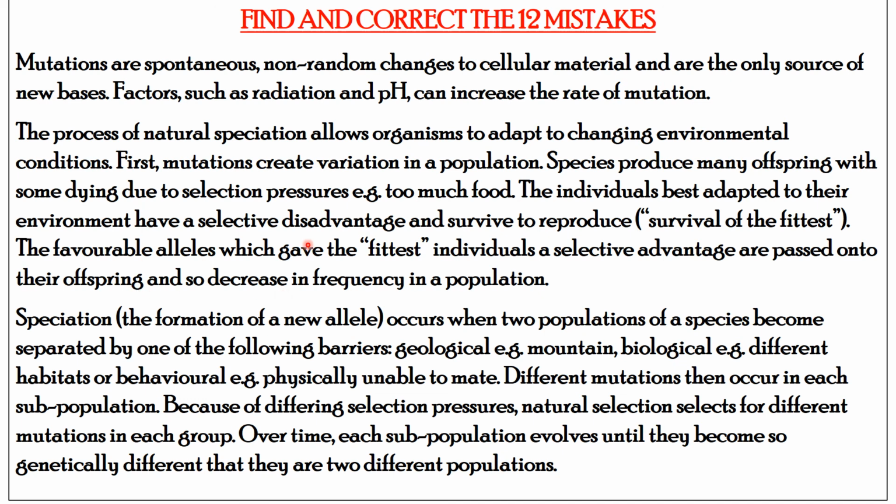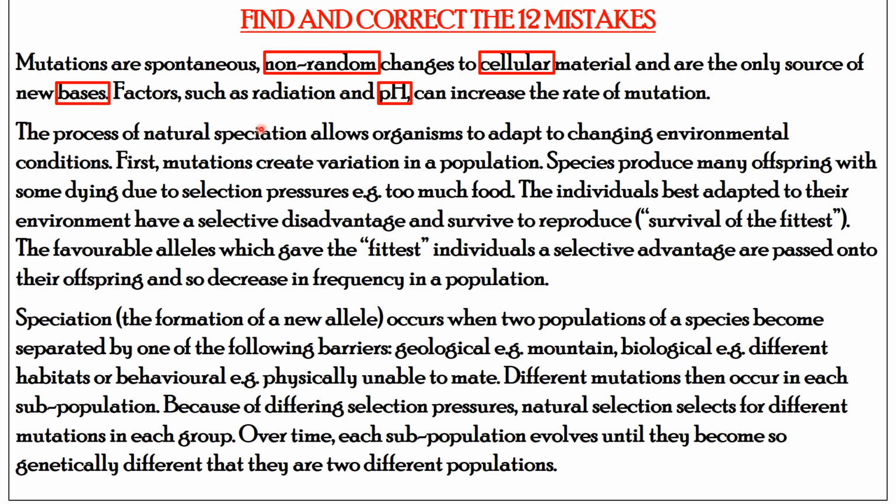So here we go. Mutations are spontaneous, non-random changes to cellular material and are the only source of new bases. So that's wrong. That should be random. They're random changes. That should be genetic material, and are the only source of new bases is not correct. So that should be alleles, new alleles. Factors such as radiation and pH can increase the rate of mutation. So that should be radiation and chemicals. So that's 4, just in those two sentences.